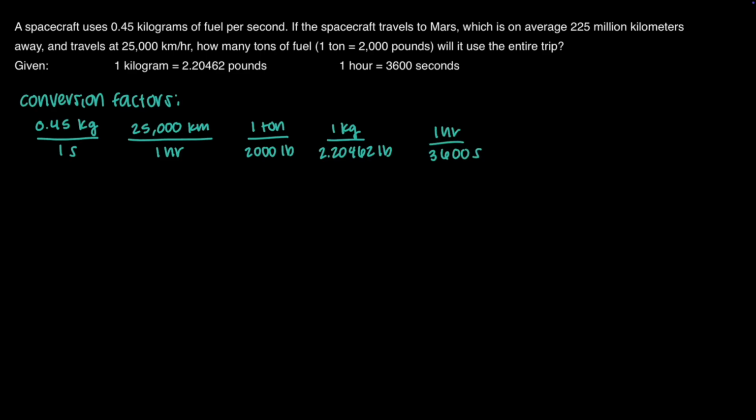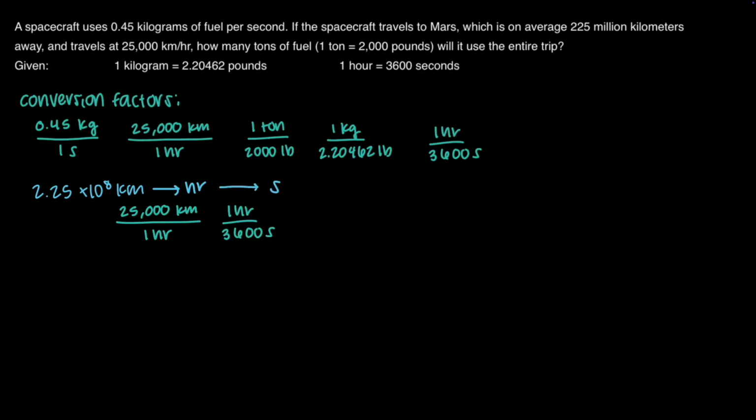The given or starting value is 225 million kilometers, which can be written as 225 times 10 to the 6th kilometers, or 2.25 times 10 to the 8th kilometers, moving the decimal to the correct place for scientific notation. Based on the conversion factors that we have, kilometers and hours are connected by the factor 25,000 kilometers per 1 hour. So from kilometers, I can next convert to hours. Hours are also connected to seconds in 3,600 seconds per hour, so I can next convert to seconds.